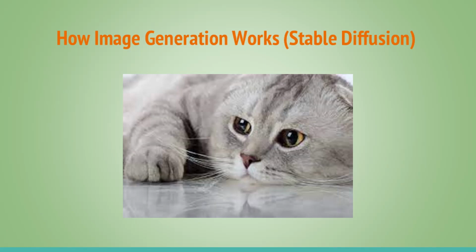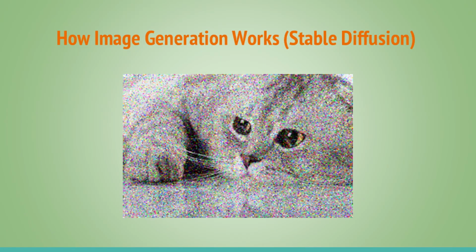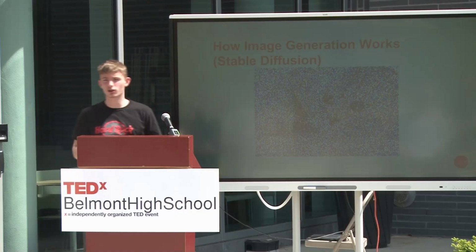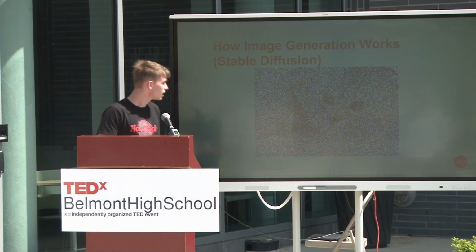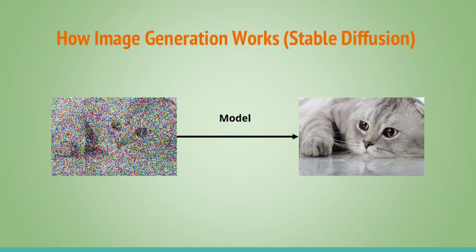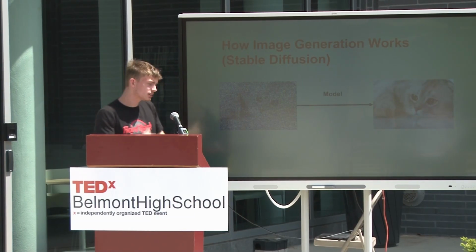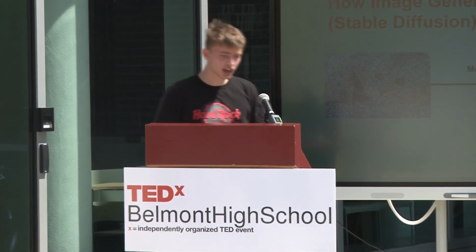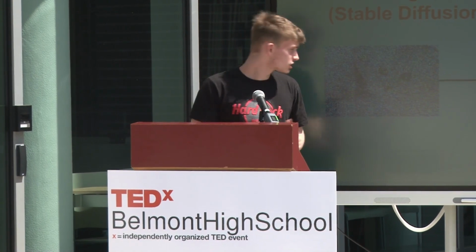So we have our cat. And now what we're going to do is mess up the image of the cat. So you can kind of see the cat still, but it's also really messed up. So now what we do is we take our model and we say, take this and get it to that. And we do it in the same steps as we add noise or distort the image. Now, this is image to image.